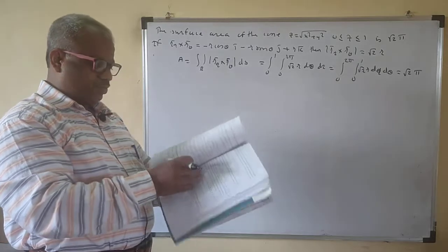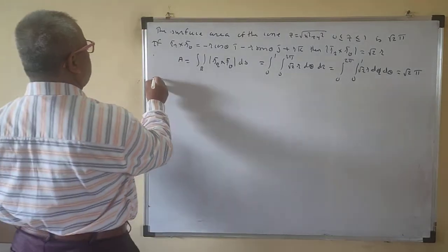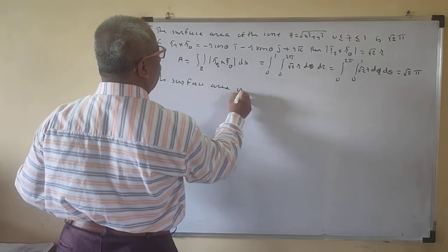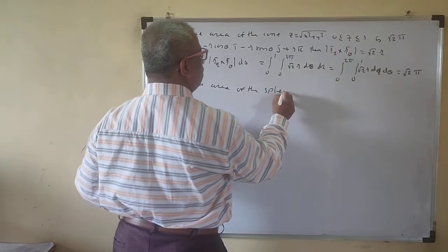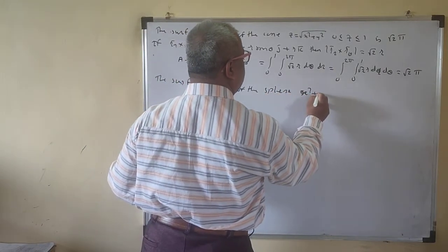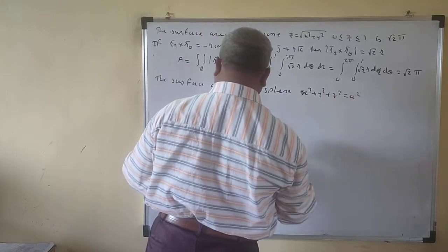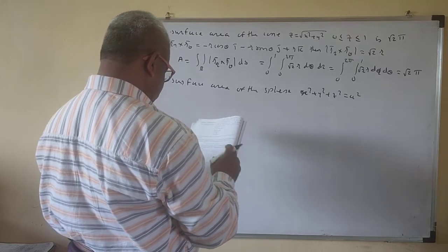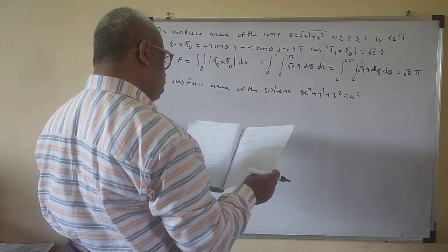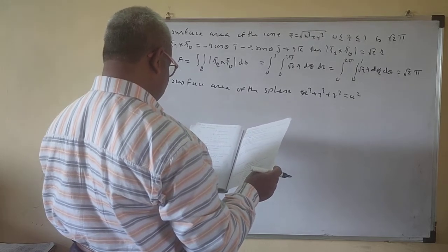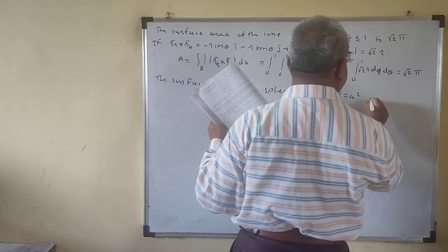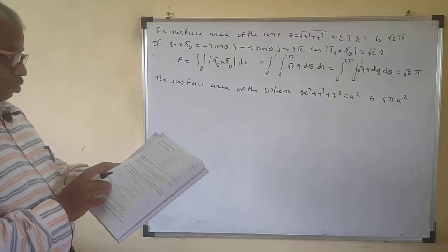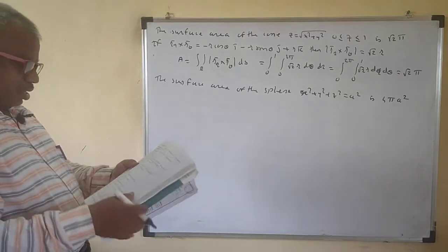just do all the problems, solve problems. The surface area of the sphere also. The surface area of the sphere x square plus y square plus z square is equal to a square. We have calculated this, we are just writing that. It is 4 pi a square. So you know that the surface area of the sphere is 4 pi a square. This is the standard formula actually.